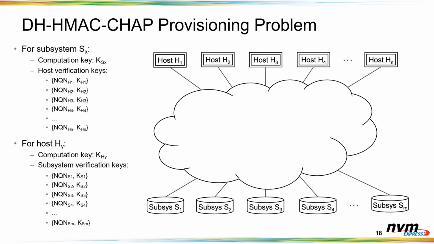What is the problem? As we saw, if we look at a fabric which has n hosts and m subsystems, per each subsystem I need to have my own key to compute my responses and all the keys of the hosts in order to verify the responses from the hosts. The same is true on the other side of the wire for the host. Each host needs to have its own computation key and all the subsystem verification keys for all the subsystems it could connect to. Because only in this way will the host be able to compute the expected response in order to verify if the received response is the right one.